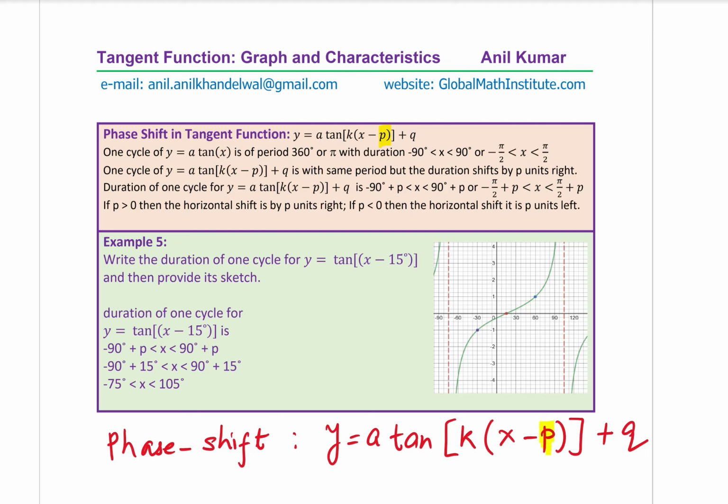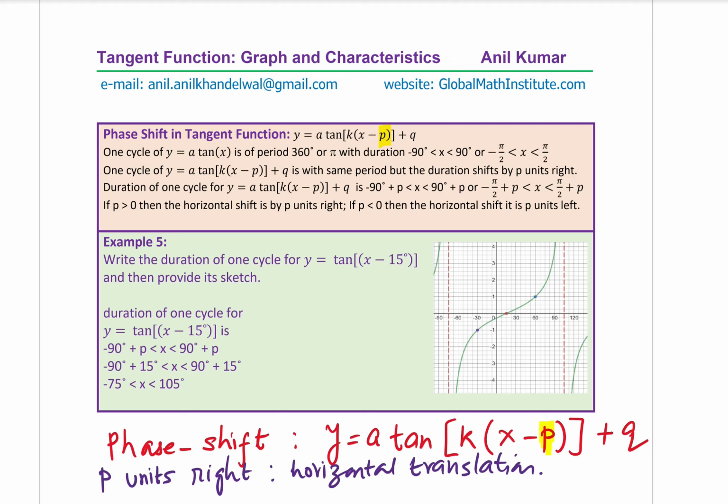Now, what is the effect of the phase shift? The whole graph moves left or right by p units. That is what it means, correct? Phase shift is basically a horizontal translation, by p units. That is the effect of p, correct?